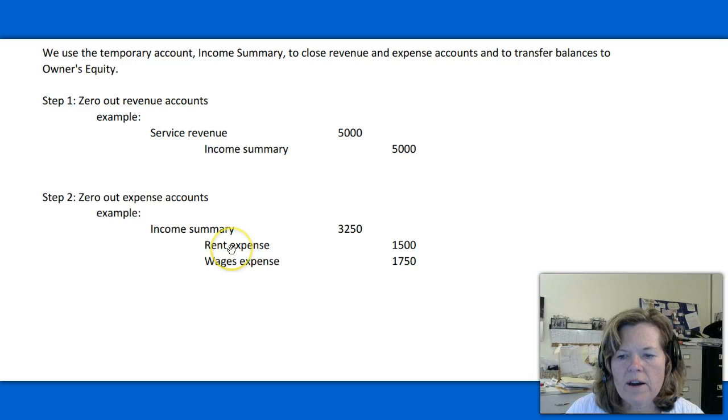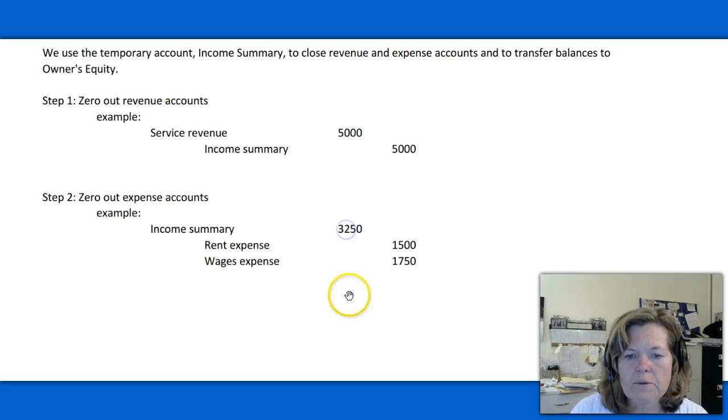In this case, we've got a balance in the rent expense account of $1,500, a balance in wages expense of $1,750. And the reason I'm crediting those, because what's the normal balance in an expense account? It's a debit. So in order to zero out that debit balance, I've got to credit those accounts. The total of all those expense accounts is going to result in a debit to the income summary. Okay, again, we're zeroing out these expense accounts to the income summary.